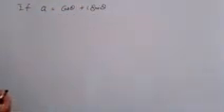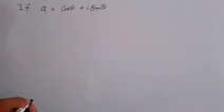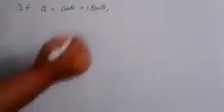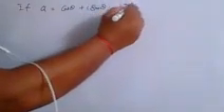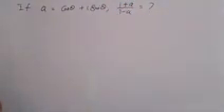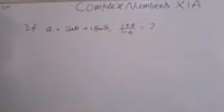Here you have one question. If A, small a, is equal to cos theta plus i sin theta, find the value of 1 plus A upon 1 minus A. That is required. So what is the value of 1 plus A upon 1 minus A? You have to find that result.